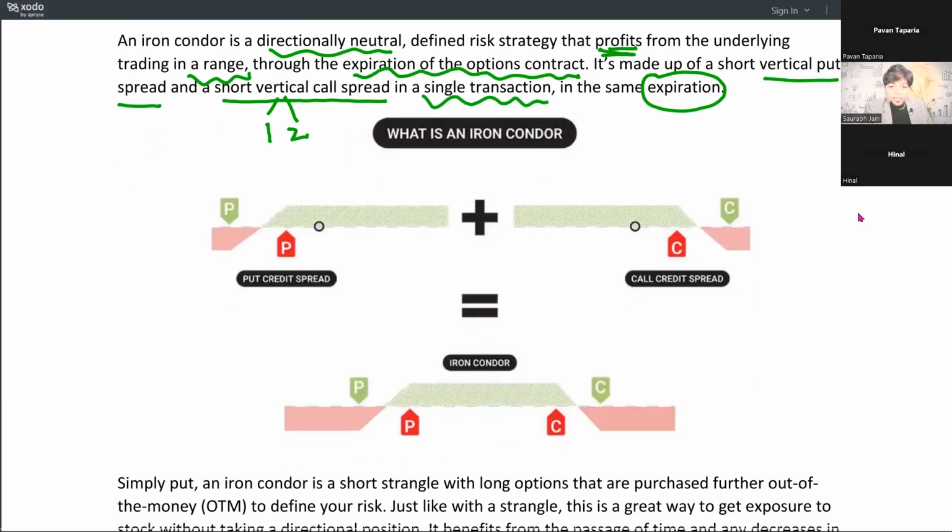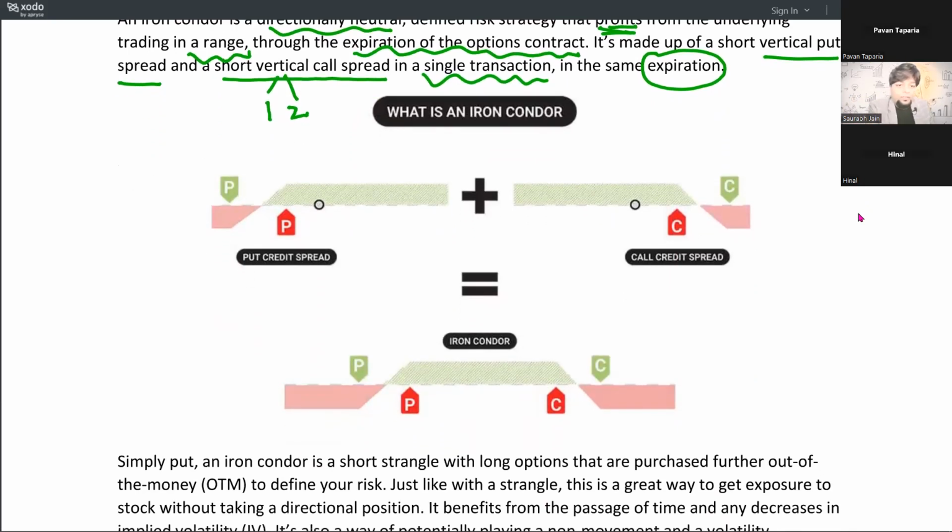Okay. Now, basically, when you create a call spread, your payoff chart looks like this. Green is obviously profit, red is loss. Let's say you have a call of this strike price here and you have a call of this strike price. Now that's a spread which you have created. This is your break-even point.